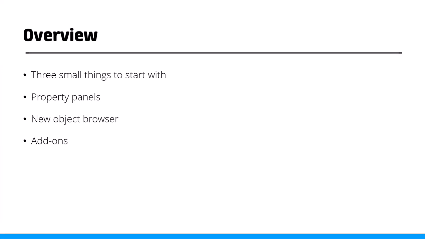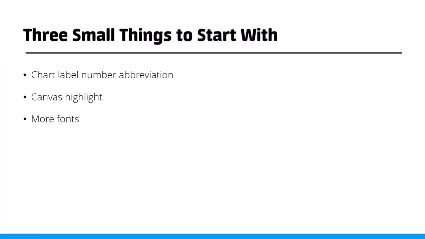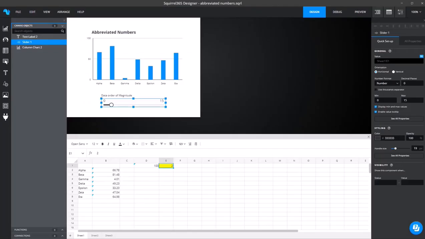So three small things to start with. And those 3 things are chart label number abbreviation, canvas highlight, and more fonts. Probably doesn't mean much, but we'll have a look at them in the product and they will become clear. So the first thing is abbreviated numbers in charts.